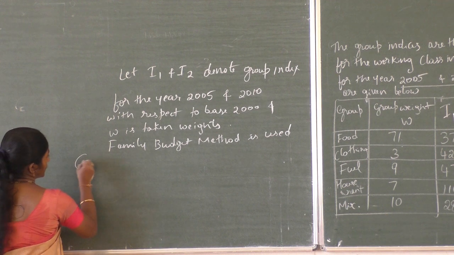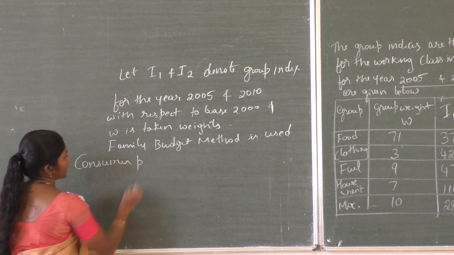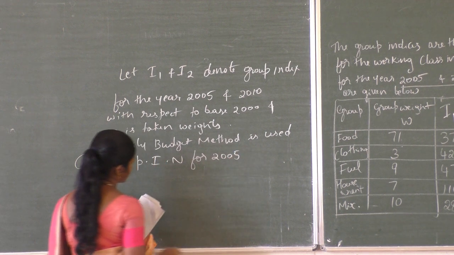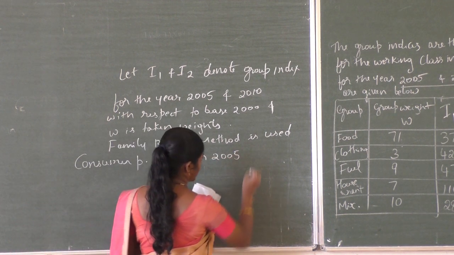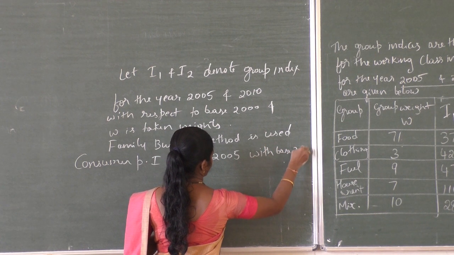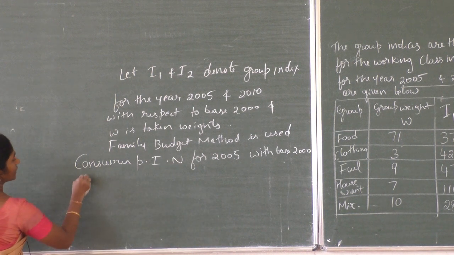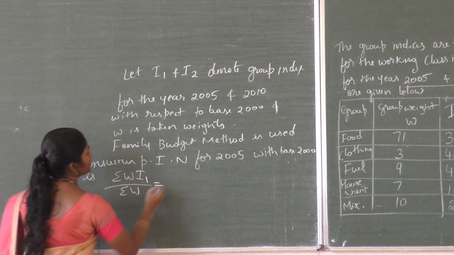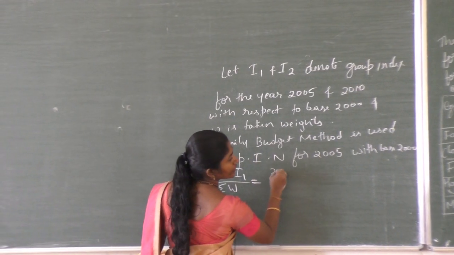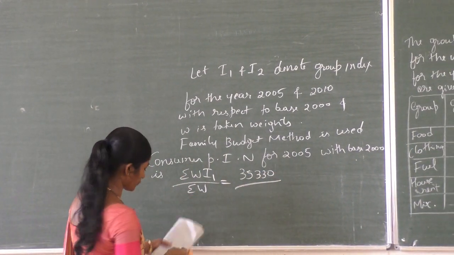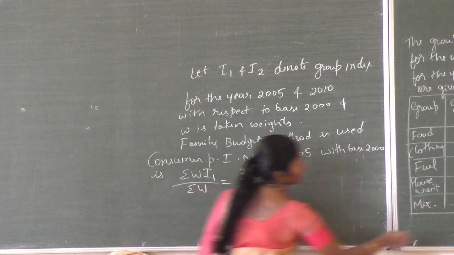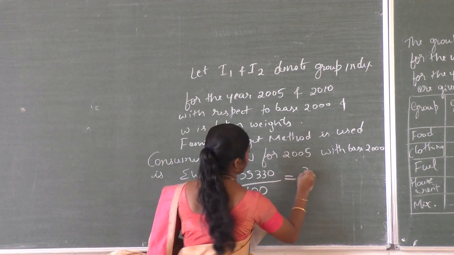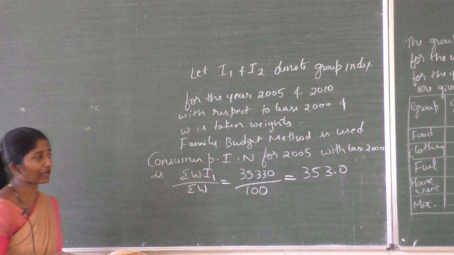Here, the consumer price index number for 2005 with the base 2000 is summation W into I1 divided by summation W. The summation W I1 value is 35330, and the total of group weights is 100. So the answer is 353.0. Now we have completed the calculation for 2005.